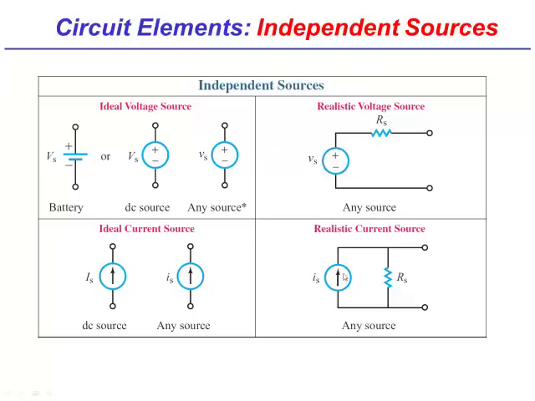Correspondingly, we also have realistic current sources, and for reasons that we'll get to later, we model those as an ideal current source with a resistor in parallel. So let me try to make sense of this.